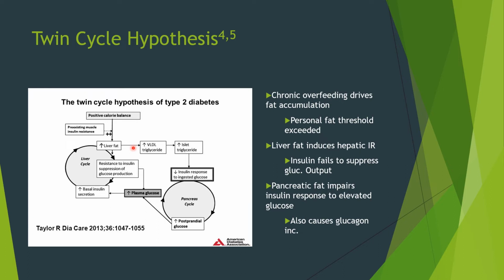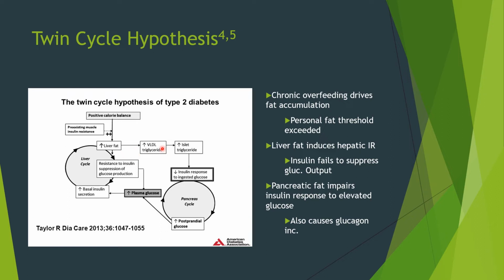Insulin tells the liver to stop dumping glucose into the blood. On top of that, you get increased glucagon release, which is telling the liver to put out more blood glucose. As a result, the pancreas senses this high blood glucose and pumps out more insulin. And this cycles through until we've begun pumping in too much fat into the liver.